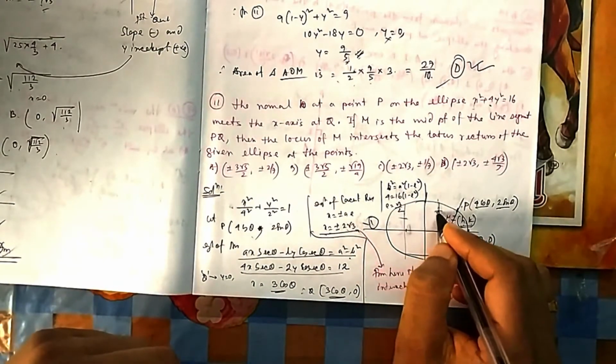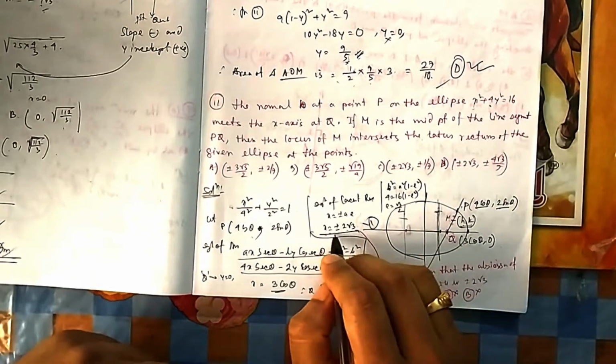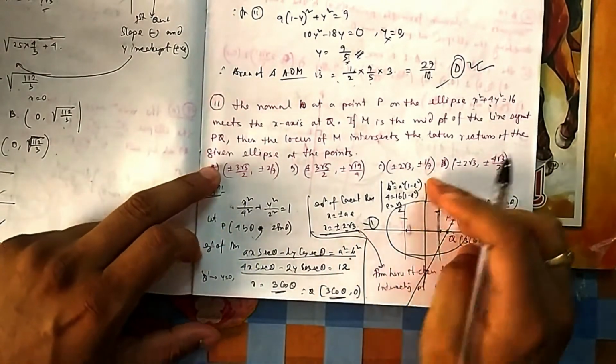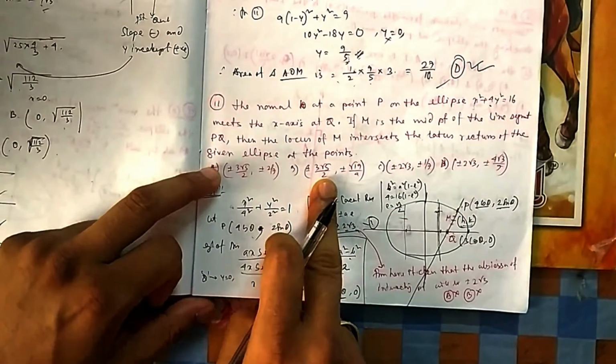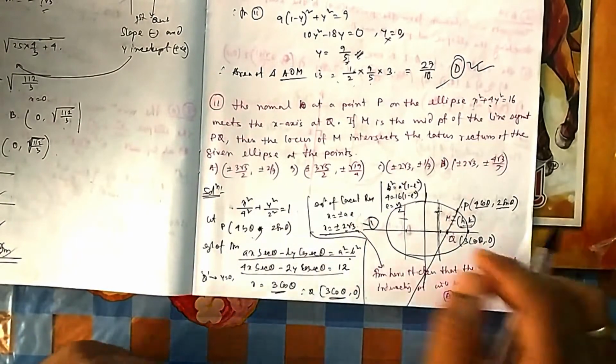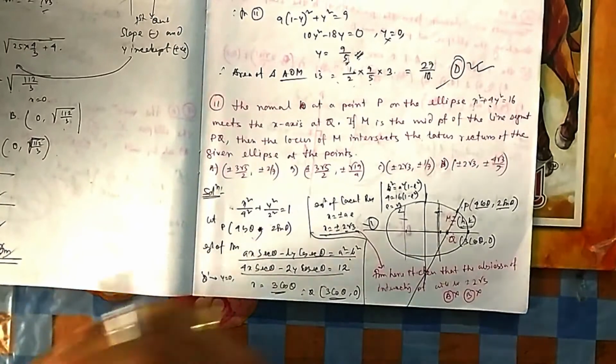It can cut either this latus rectum or this one. So the x coordinate should be either of these two. That means A and B will not be the answer, obviously. It should be either C or D. From that also you can eliminate options. That you have to see every time.